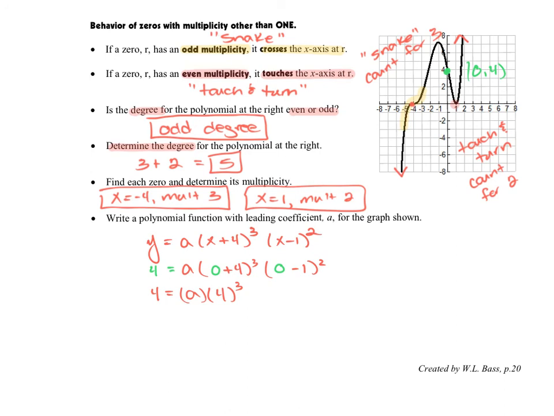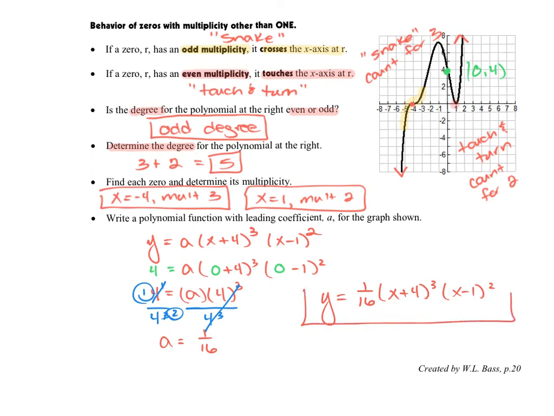Now I can go ahead and divide both sides by 4 cubed. So those, of course, will cancel. And on this side, this was a degree 1. So that's going to cancel, become a 1 there, and that'll become a 2. So my a value turns out to be 1 over 16. Didn't even need a calculator. So my final answer, my a value is 1 over 16, x plus 4 quantity cubed, x minus 1 quantity squared. And that is our final answer for the polynomial function.